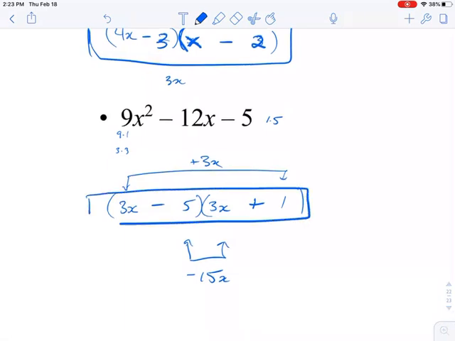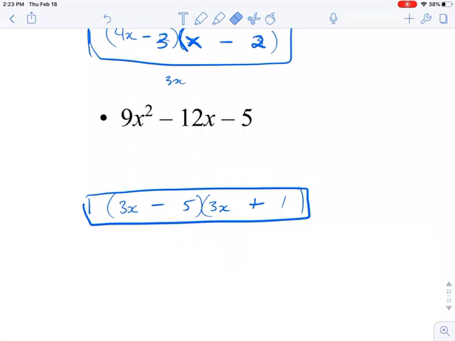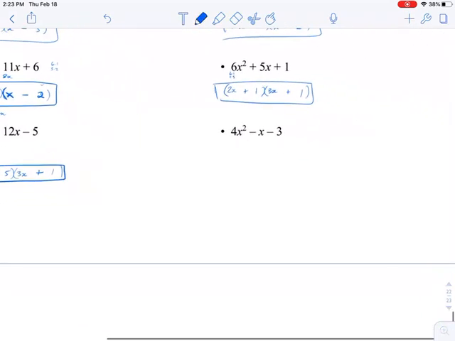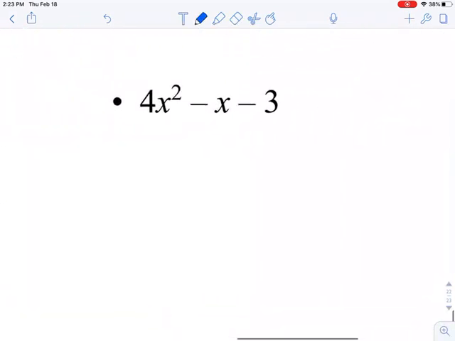So that is factored. And again, you don't need to show me your inner outer product stuff, but it's useful when you're working through these. All right, last example.